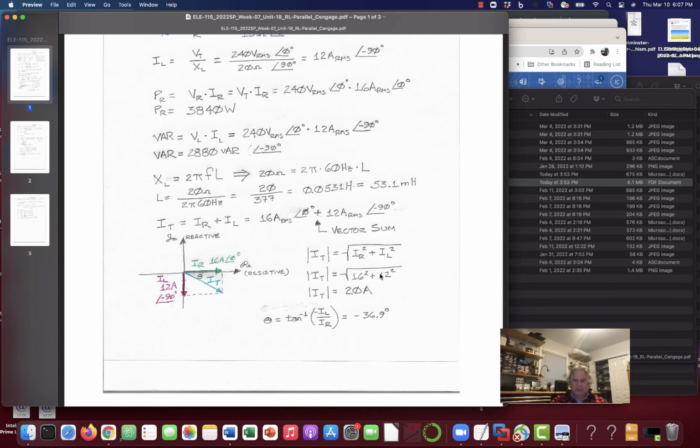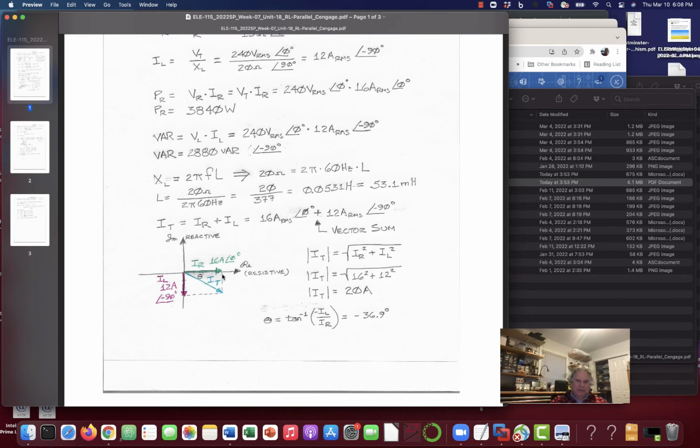And if you don't believe me, just do the whole thing out. You'll get 256 plus 144, which will give you 400. Take the square root of 400, you get 20 amps. So the magnitude, and that's what this absolute value notation here says, the magnitude of the total current is 20 amps. Now we have to find its phase angle.